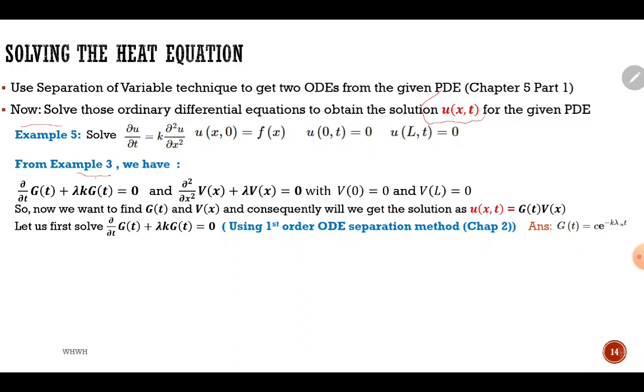Now this example 3 I make into example 5, the same question as in example 3. From example 3, we have come out with two ODEs. This is actually the question. The first ODE is dG/dt plus lambda k G equals 0, which is a first order differential equation, and the second is a second order equation: d²V/dx² plus lambda V equals 0, with the initial condition V(0) equals 0, and the boundary condition V(L) equals 0.